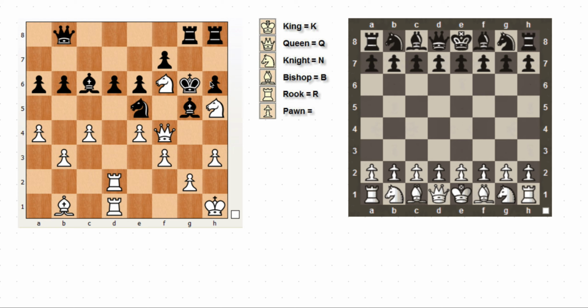Now let's test you guys. What would this square be called? G7, good job. Alright, let's move on to the pieces now.